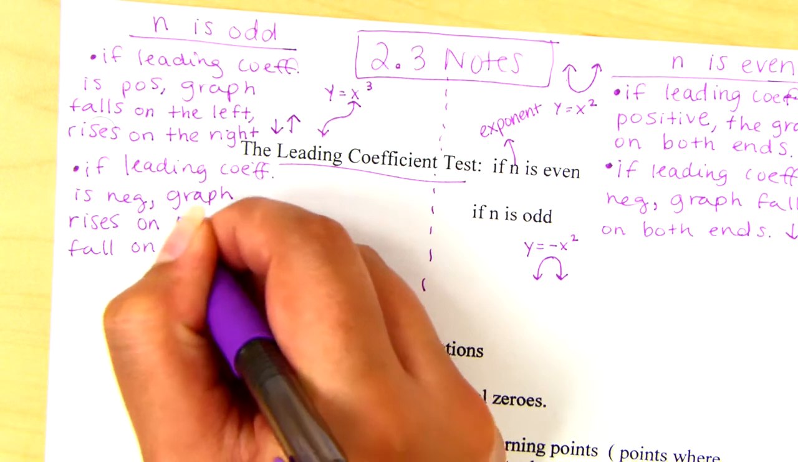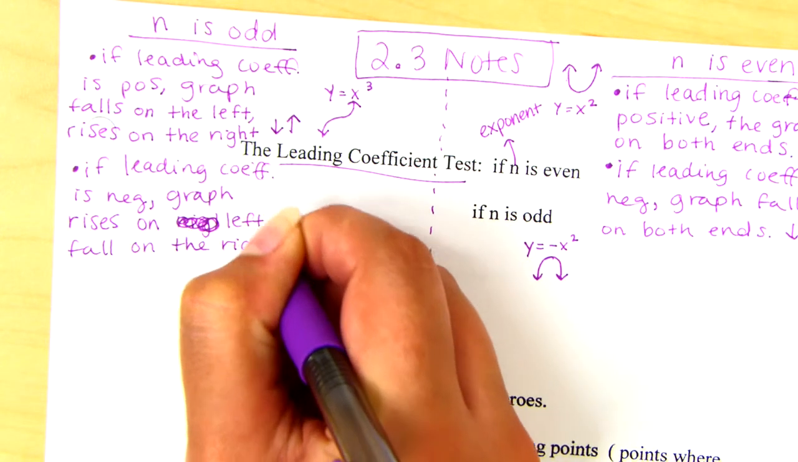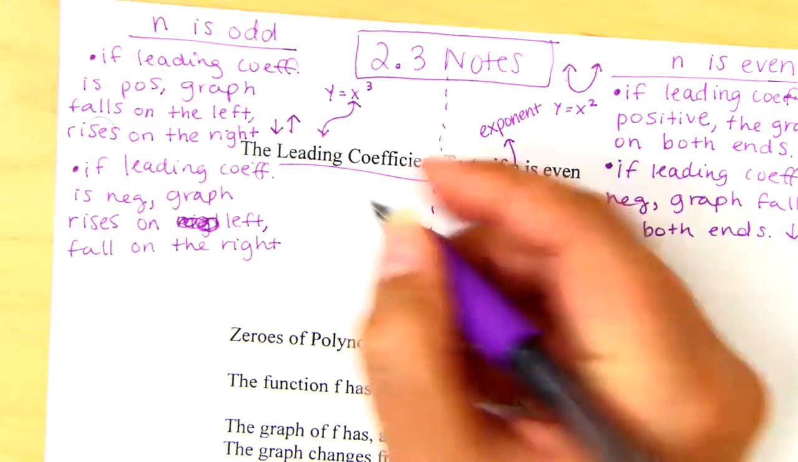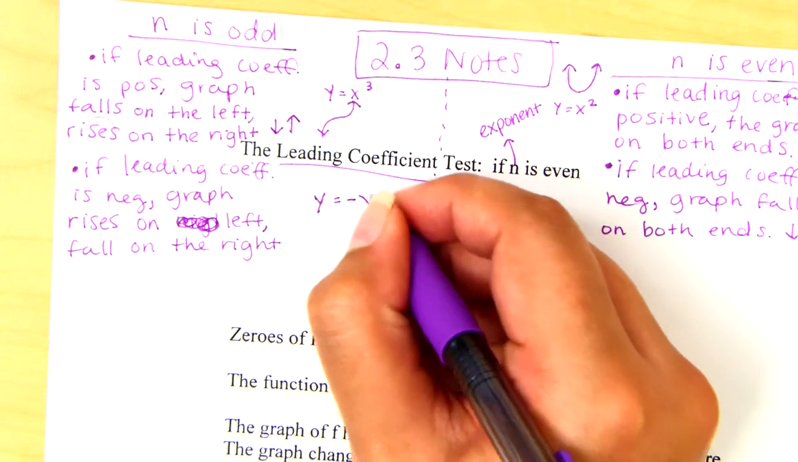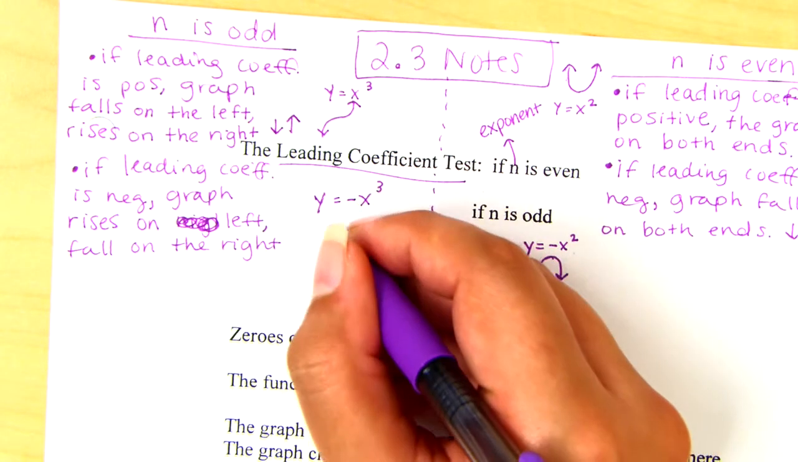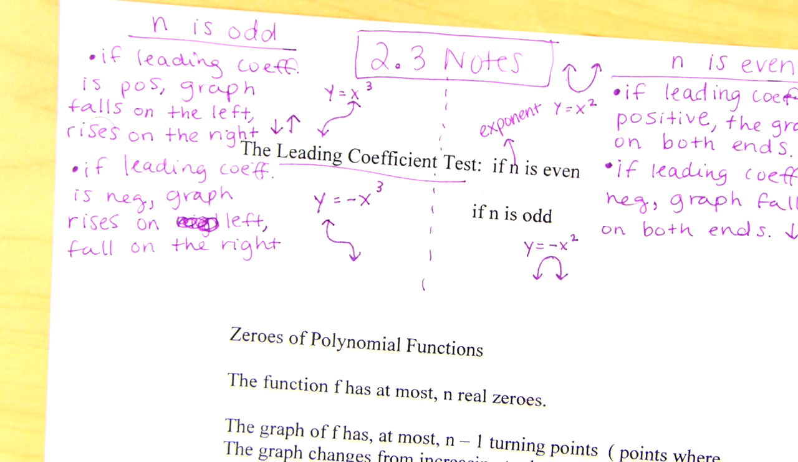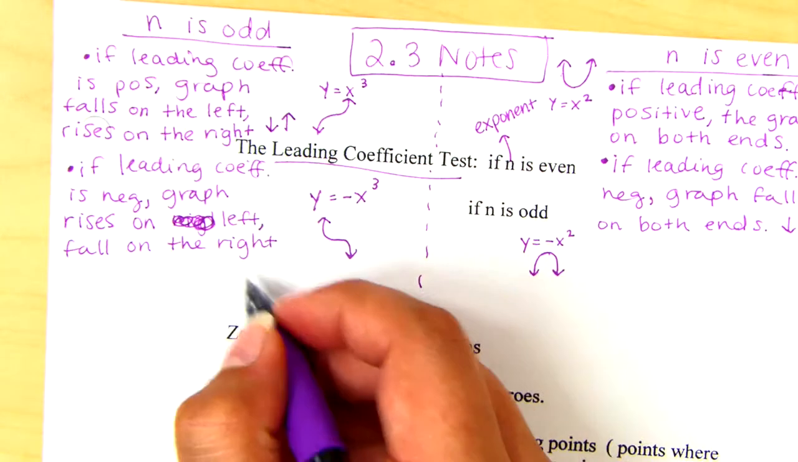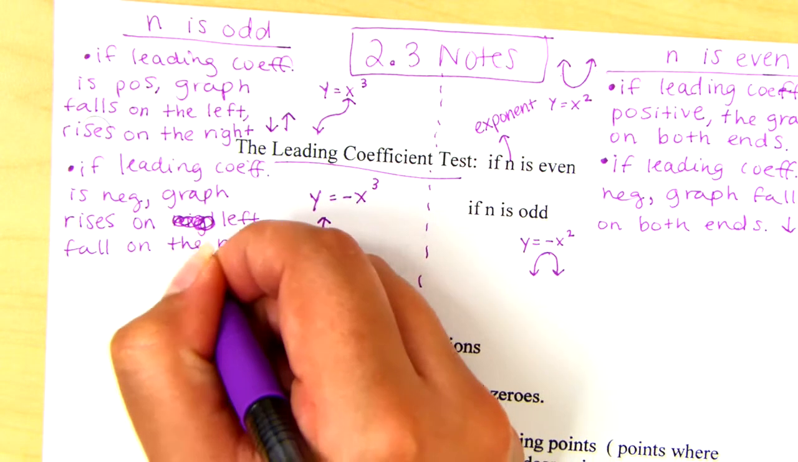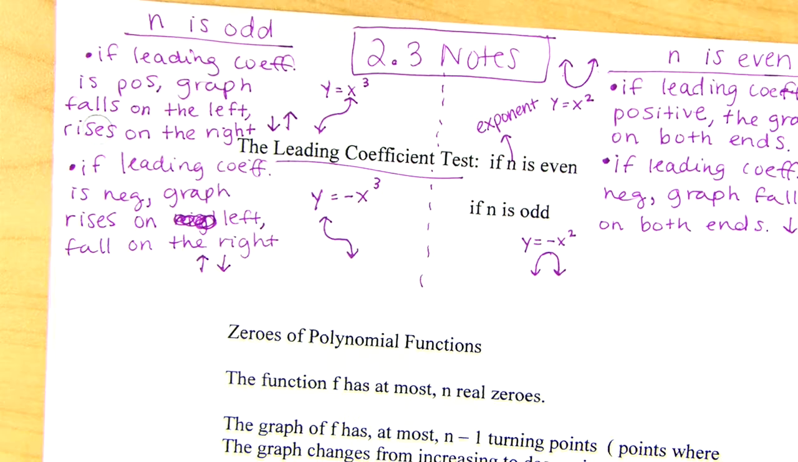falls on the right. And so that would be if I made it negative x cubed, and remember that's just a reflection, so a negative x cubed would look like that. And so as far as our arrows go, I would have up followed by down.